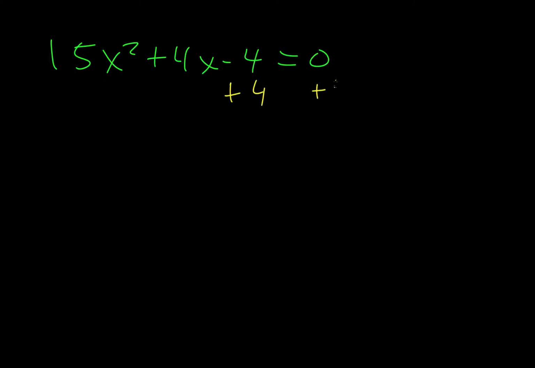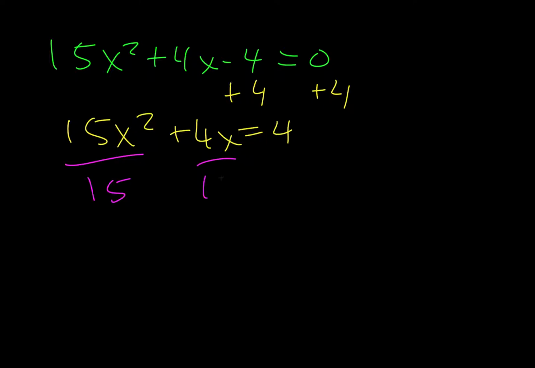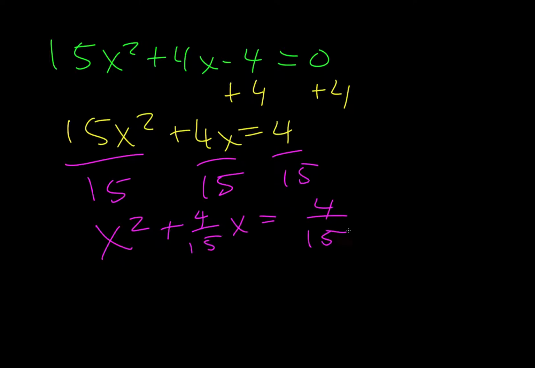Now, if we have something that looks like this, we can also use completing the square. So I'm going to add 4 to both sides. Then I'm going to divide everything by 15. So that leaves x squared plus 4/15 x equals 4/15.